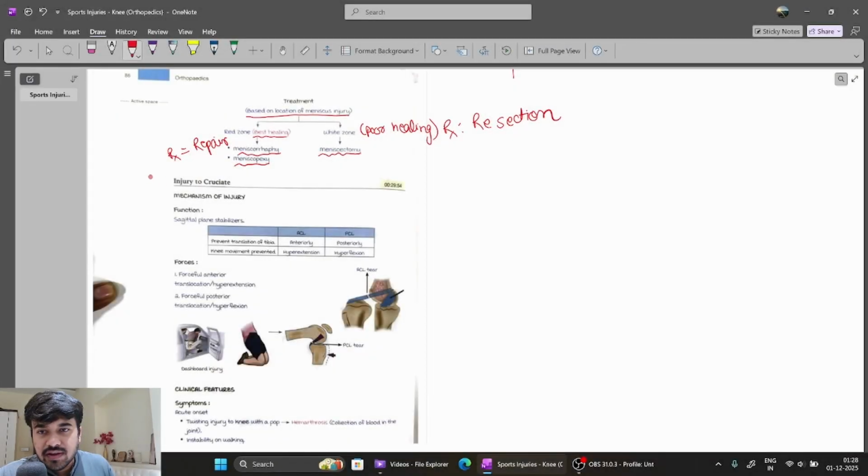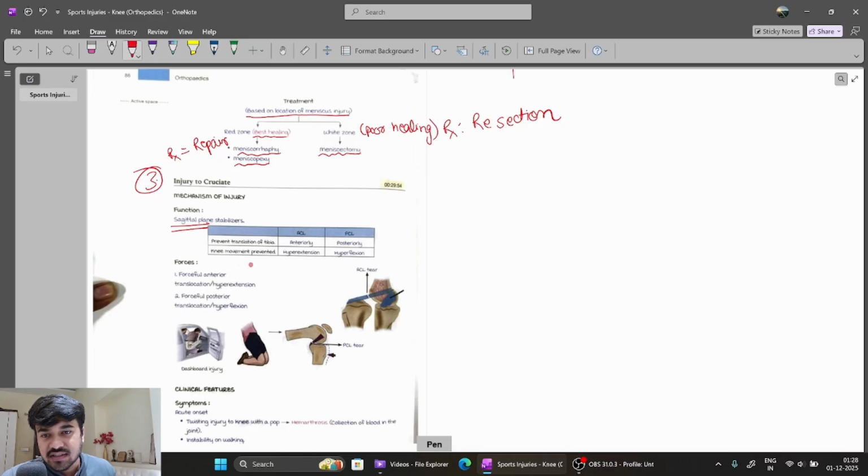Okay, so now we begin with the injury to cruciate ligament, right? So, once again, the function of cruciate ligament is they are stabilizers of the knee joint in the sagittal plane. So, they are sagittal plane stabilizers, right? The anterior cruciate ligament prevents the translocation of tibia anteriorly and thus prevents hyperextension of knee joint. Posterior cruciate ligament prevents the translocation of tibia posteriorly and thus prevents hyperflexion of the knee joint, right? So this is the function.